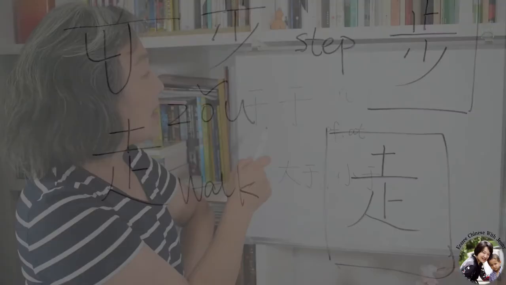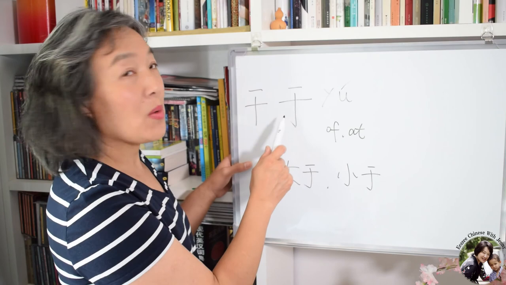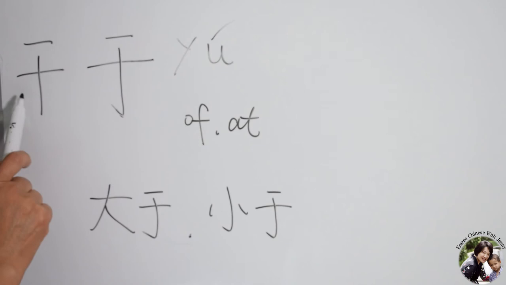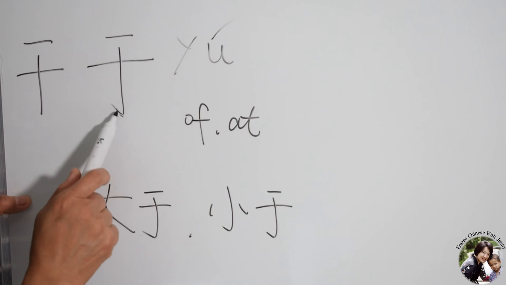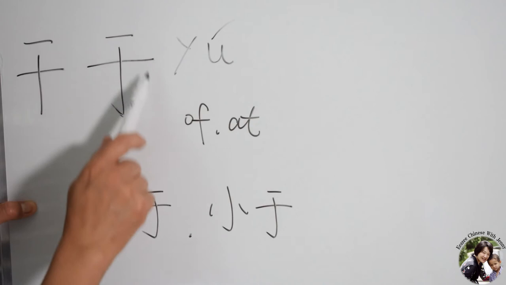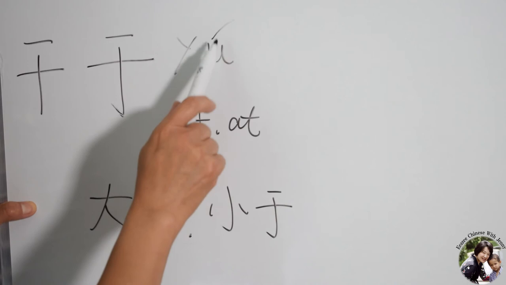Let's learn a simple one, okay? Remember this character we have learned? 十, ten, and one small stroke. This means dry, 干. And if we just put a small stroke on the bottom here, it changes the meaning completely and the pronunciation also. This means of or at, and the pronunciation is yú, second tone.